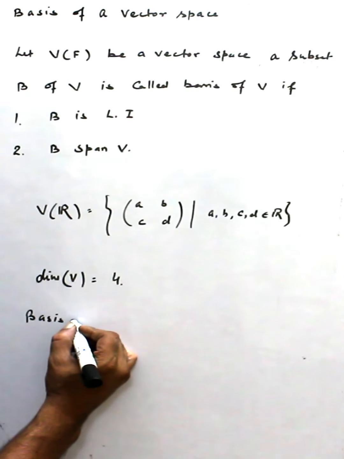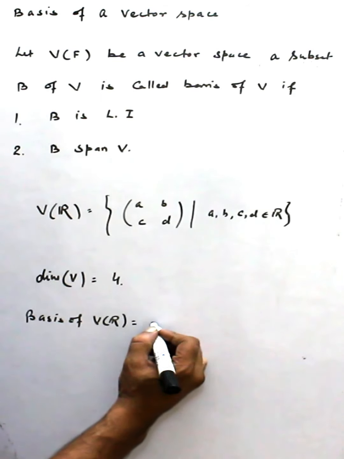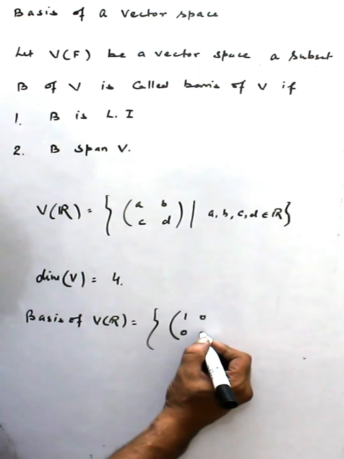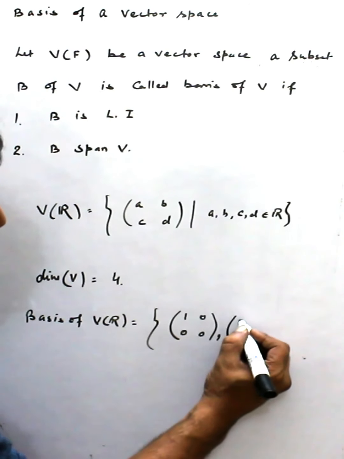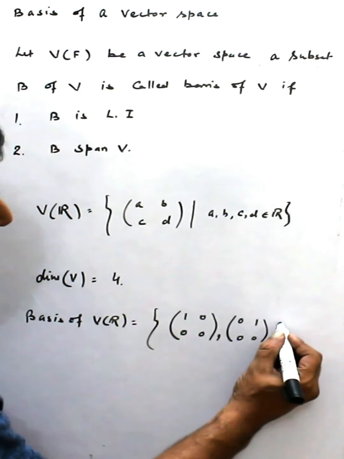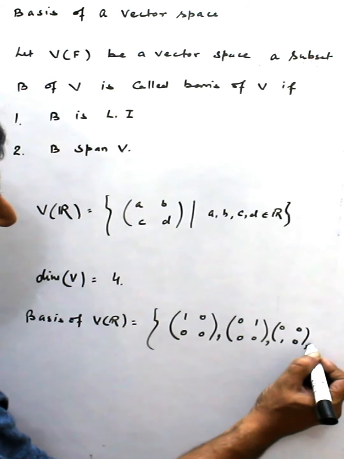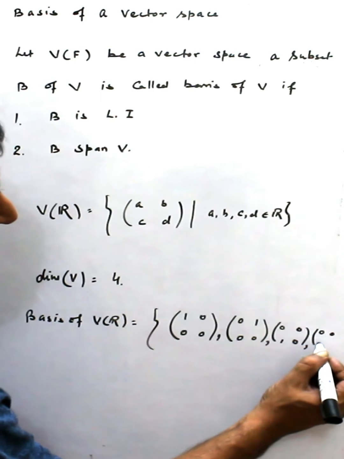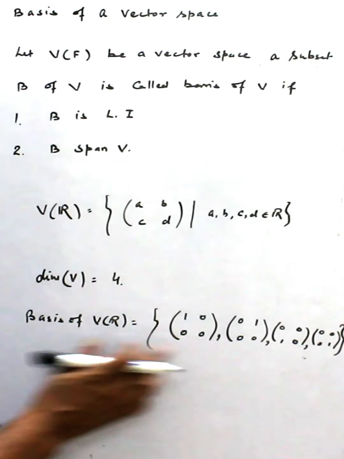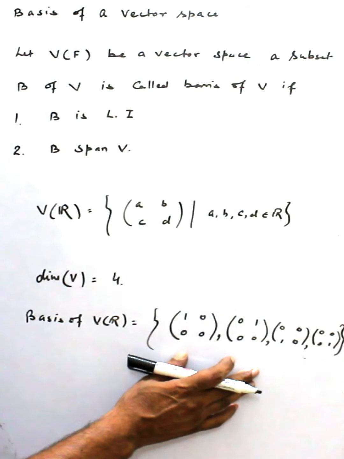The basis of V over R is, and this is the standard basis I am taking, (1 0, 0 0), comma, (0 1, 0 0), comma, (0 0, 1 0), comma, (0 0, 0 1). So these 4 vectors are the basis, right? These are obviously linearly independent.